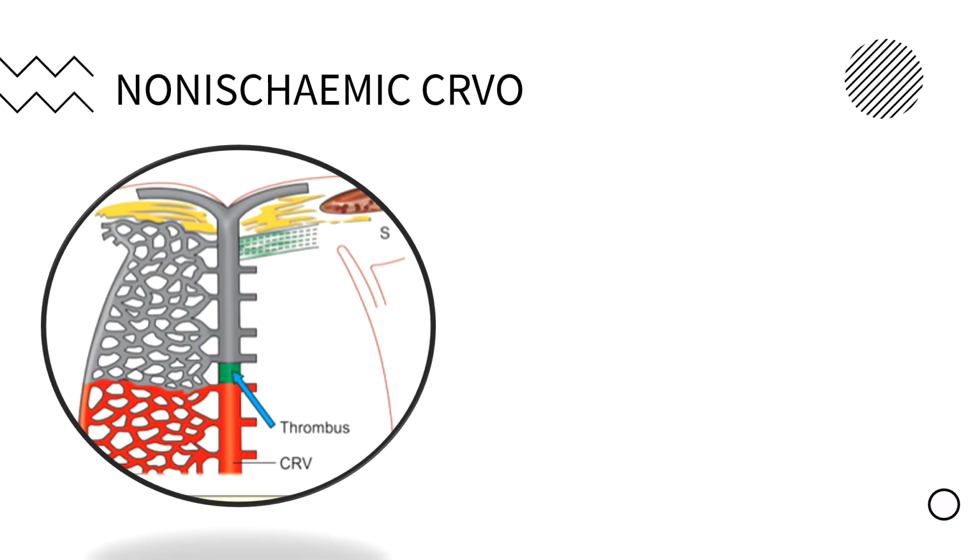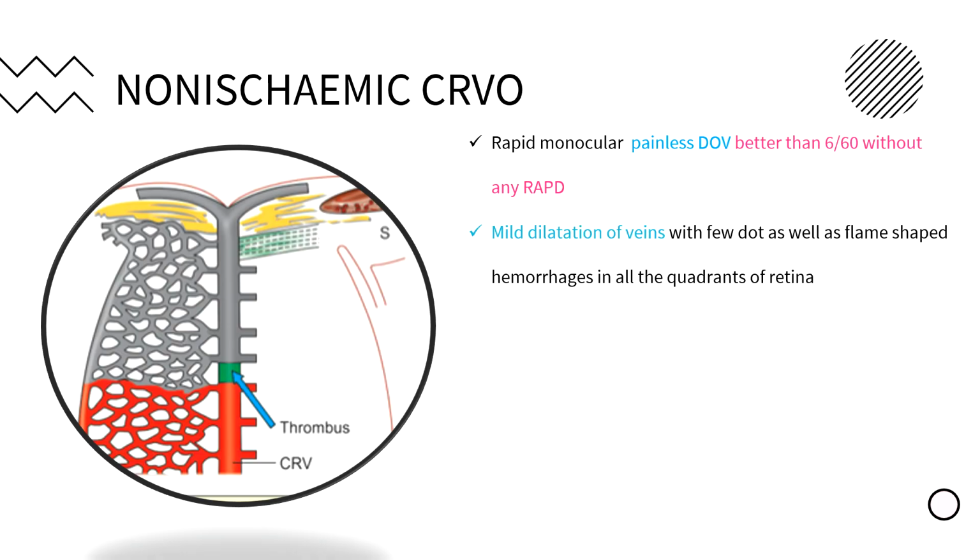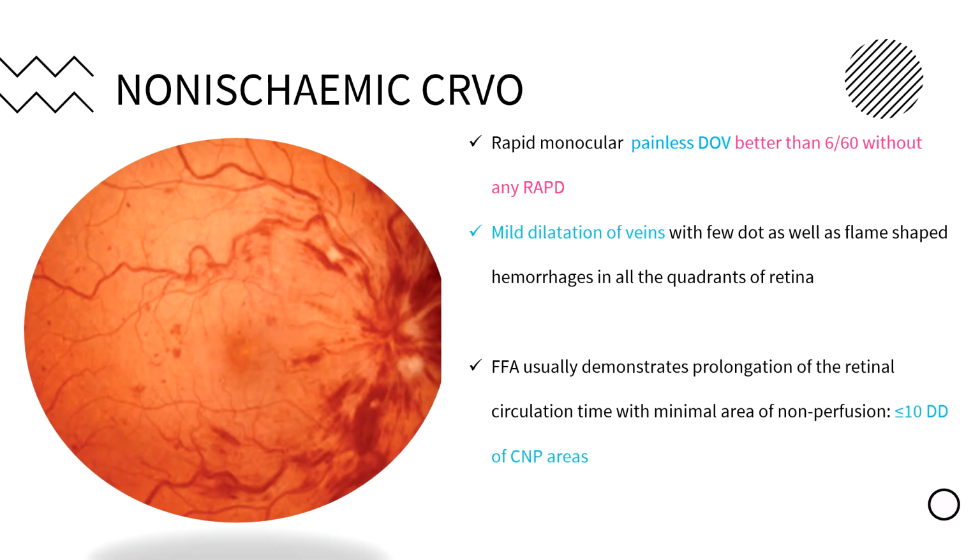In non-ischemic CRVO, the occlusion occurs behind the lamina cribrosa, that is 6 mm behind the lamina cribrosa. It is also known as venous stasis retinopathy, and it is seen in 80% of cases. It presents as rapid monocular painless diminution of vision, better than 6/60, without any RAPD. There is mild dilatation of veins with few dot as well as flame-shaped hemorrhages in all four quadrants.